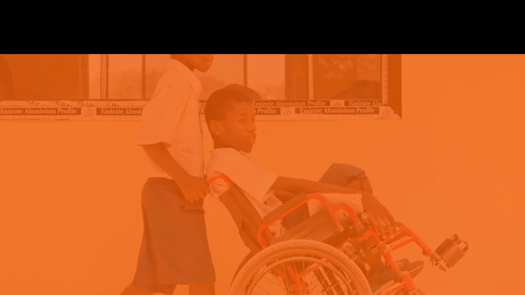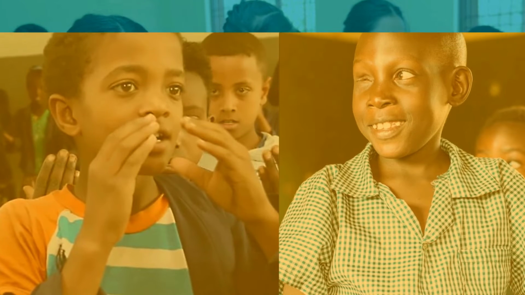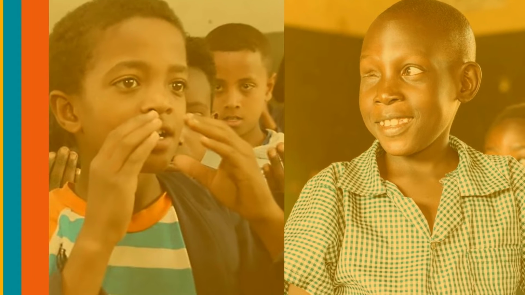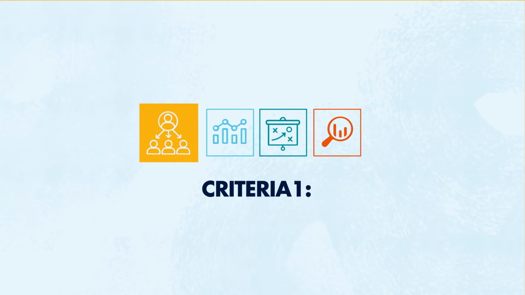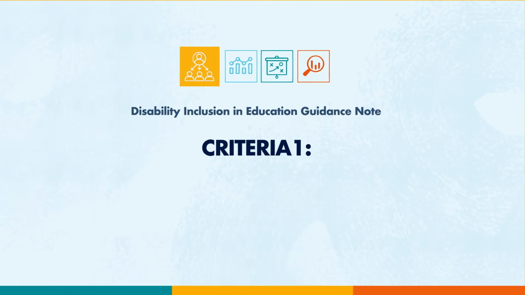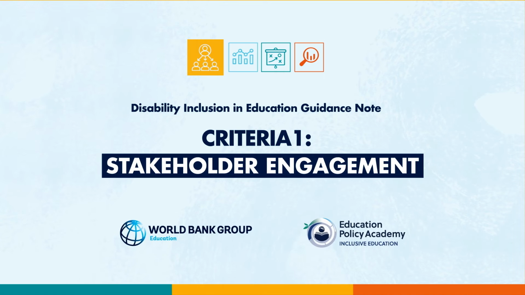A montage of photographs show a student pushing another student in a wheelchair, students in a classroom, a student using sign language, and a student with one eye smiling. 4 boxes, each with icons representing the different criteria, animate onto screen. Text on screen appears. Criteria 1, stakeholder engagement. The World Bank Group Education and the Education Policy Academy logos appear.